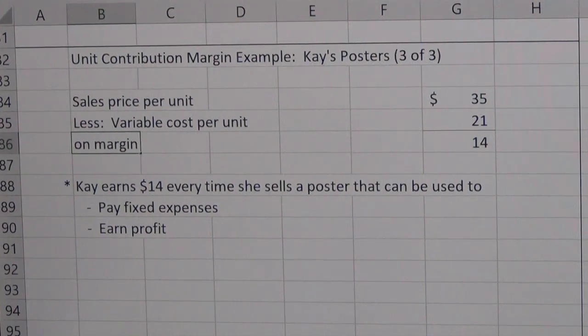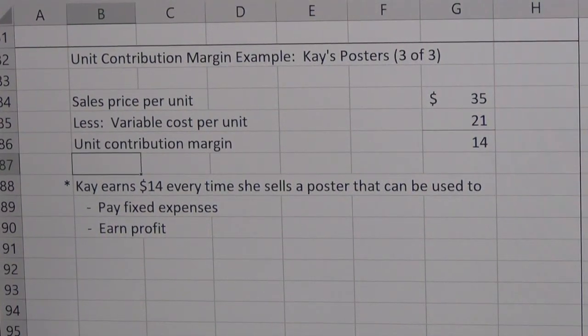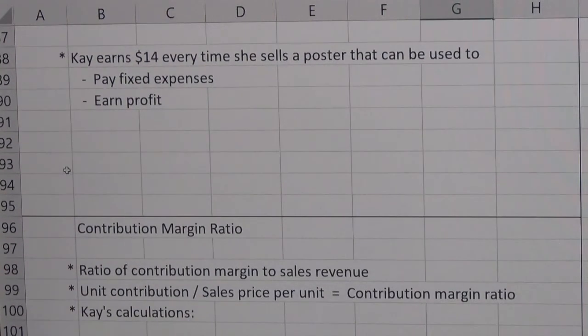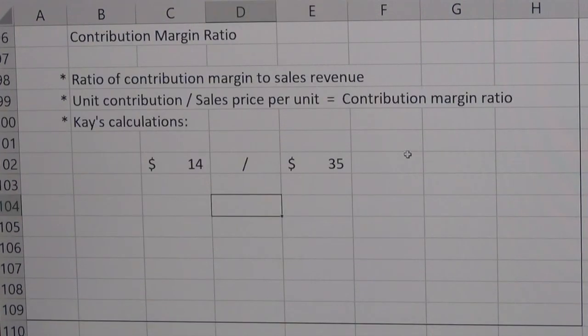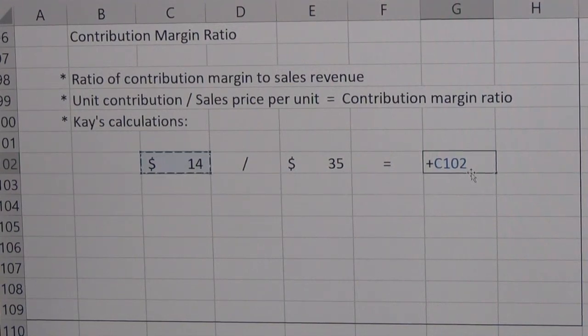If it's already unit, then you don't need per unit. So unit contribution margin, so it's $14. All right. So we're going to take our unit contribution margin of $14, and we're going to divide that by the sales price per unit of $35. So what is that going to be equal to? So let's do it. So let's take the $14 and we're going to divide that by $35, and we're going to convert this to a percent, and that turns out to be 40%.